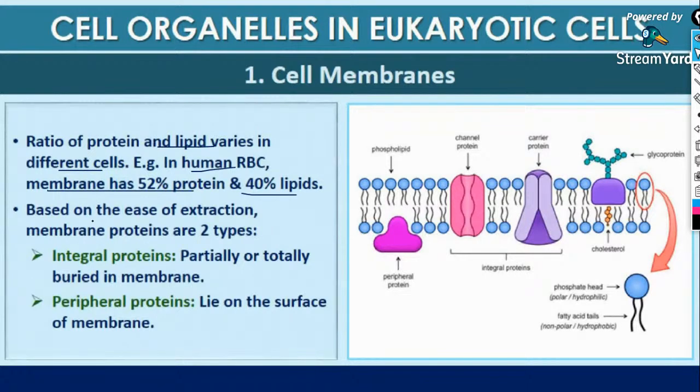Then, based on the ease of extraction of membrane proteins, they are of two types: integral proteins and peripheral proteins. Integral proteins are partially buried or totally buried inside the membrane. Look here, partially buried or totally buried inside this lipid bilayer, we can say that it is an integral protein. And here, in the case of peripheral protein, it lies on the surface of the membrane. Hope it's clear in the case of peripheral and integral proteins in the cell membrane.